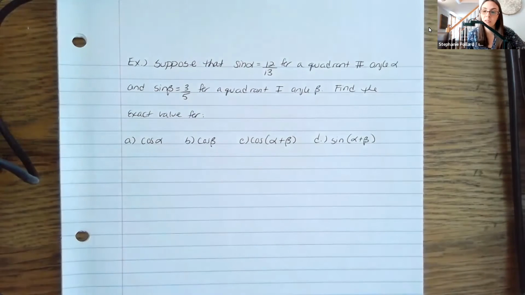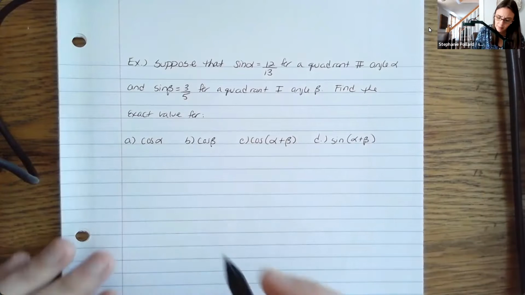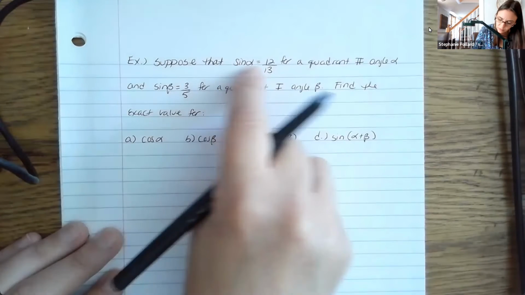Now this example is a little bit different than the last one because you actually don't have the angle, right? We actually have the lengths of the sides. You can think of it in triangle form. We don't actually have the angle. So I'm going to start by drawing a picture here just to see what I have. And I'm going to do this one first.